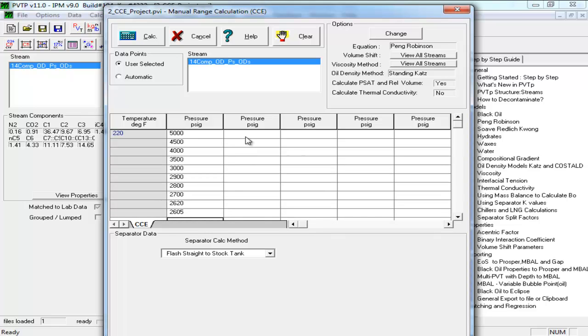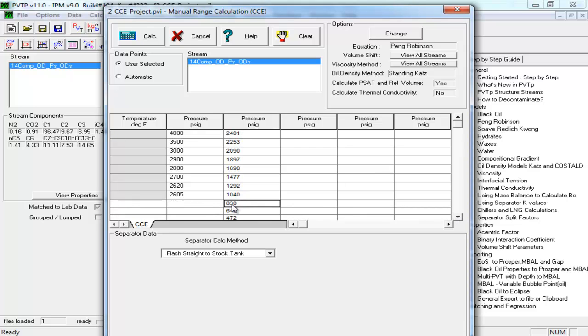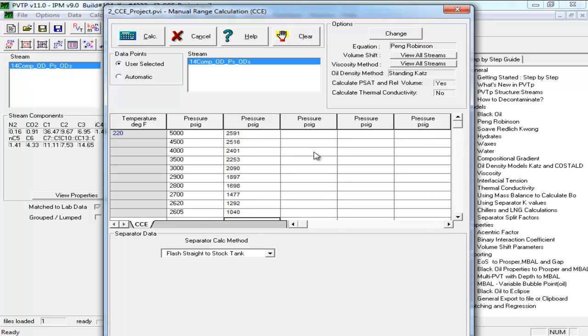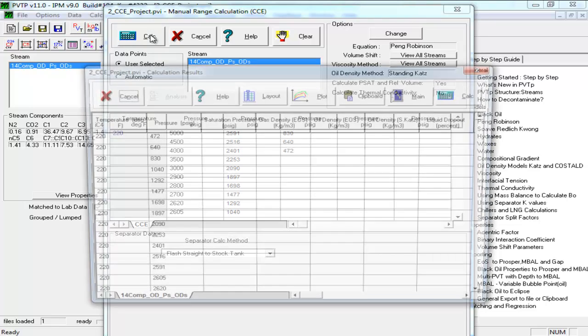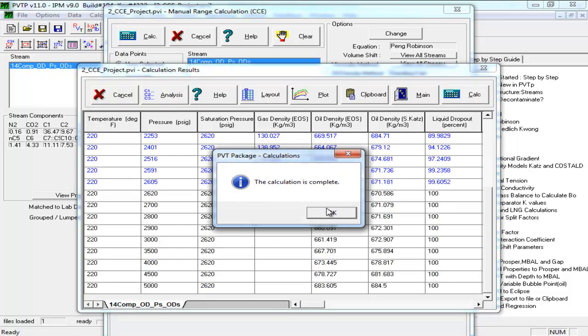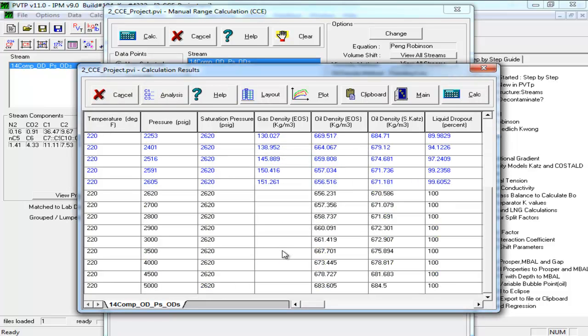This is the way the software works. We need just 3 columns. So when we press calc, it starts from the lowest pressure to the highest pressure.